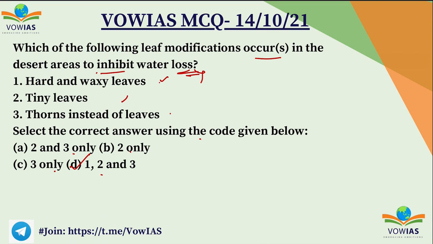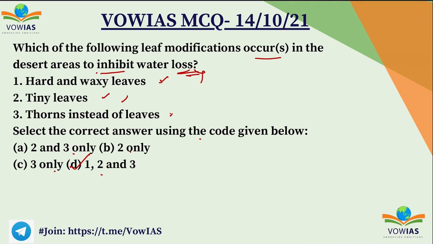So the hard and waxy leaves is one of the typical characteristics of the desert plants, because if they are hard and waxy, then the water evaporation will reduce. Next one is the tiny leaves, because if the size of the leaves is small, then the surface area which is being exposed to the sun is actually reduced. So then the evaporation of the water is also reduced.